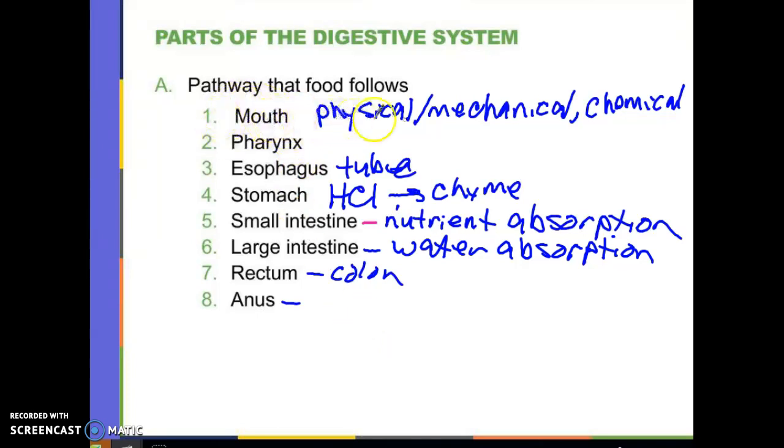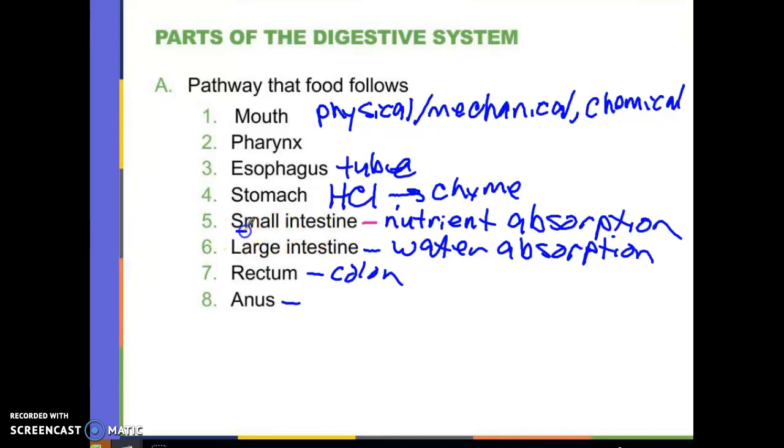Obviously food goes into the mouth, and we're going to talk about the physical, mechanical, chemical breakdown of food that occurs in the mouth. Pharynx is really just at the back of the throat. Esophagus is the tube that goes from the back of the throat down to the stomach. The stomach has hydrochloric acid in it, which is going to break down food, and it continues to break it down until it makes something called chyme, which looks kind of like a cookie dough consistency. That gets pushed into the small intestine through a sphincter at the bottom of the stomach.